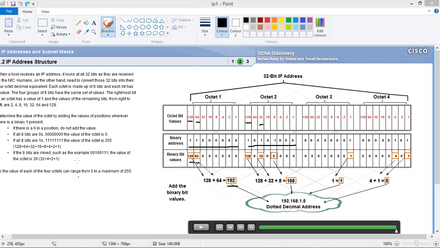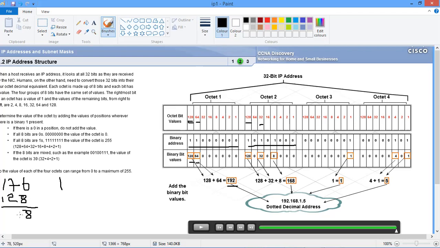176. So let's convert this to binary. The first bit is 128. Can I accommodate it? Yes. We'll take that one and subtract 128. When we subtract, we'll have 48.